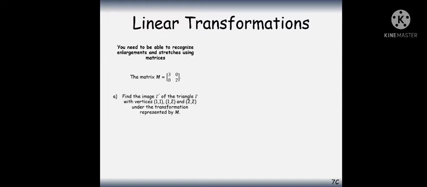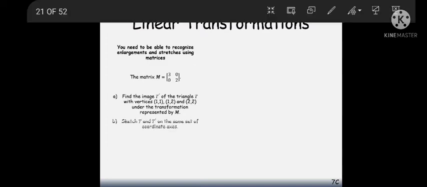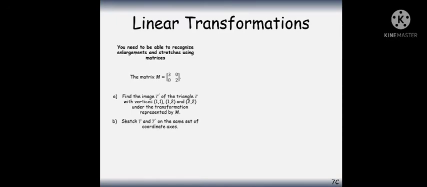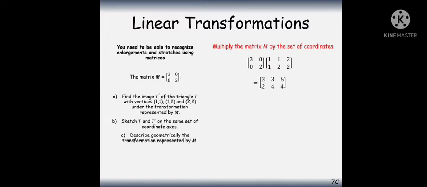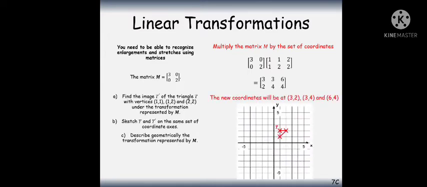Find the image T prime of the triangle T with vertices (1, 1), (1, 2), and (2, 2). First thing is to find the image, and the second part is to sketch T and T prime. Part C, describe geometrically the transformation represented by M. This is kind of an exam style question. Multiply by the coordinates, that should be nice and easy now.